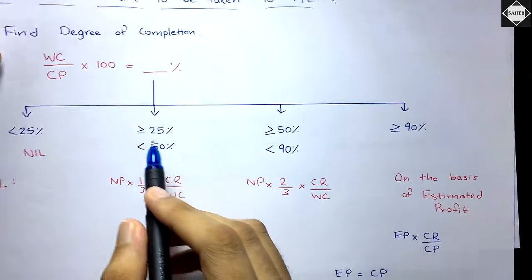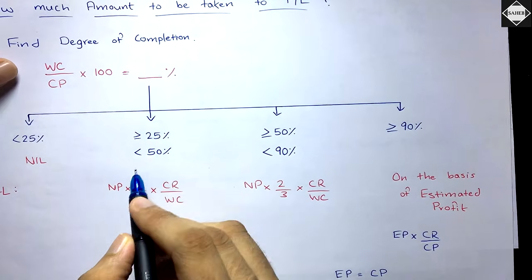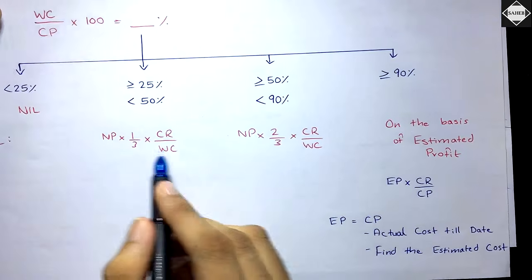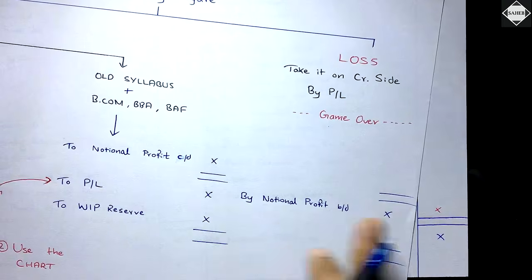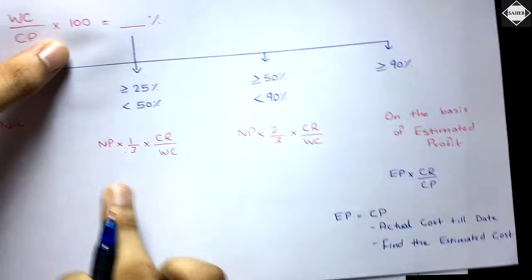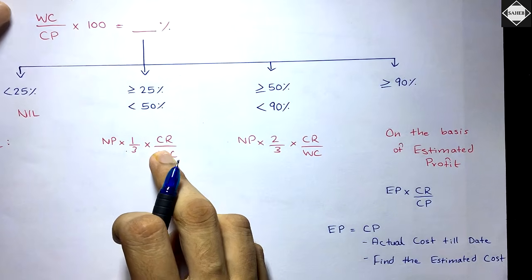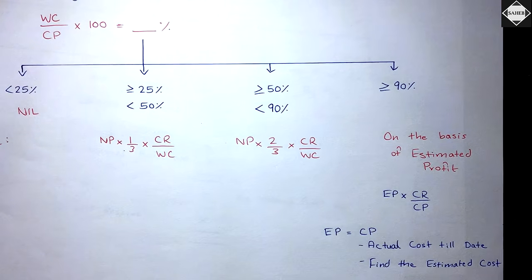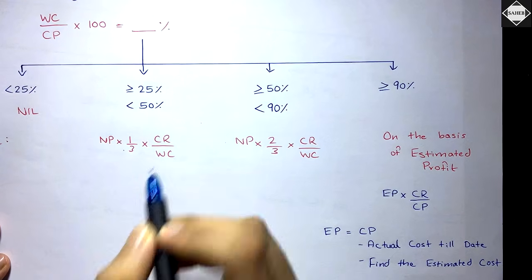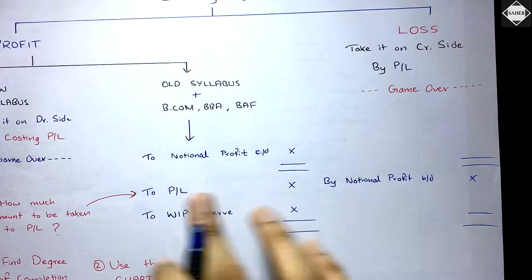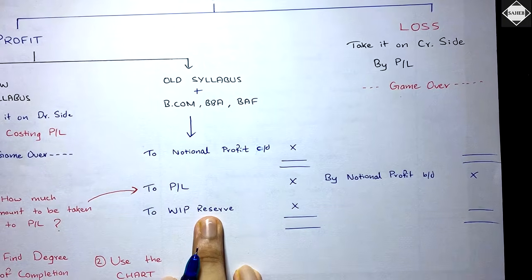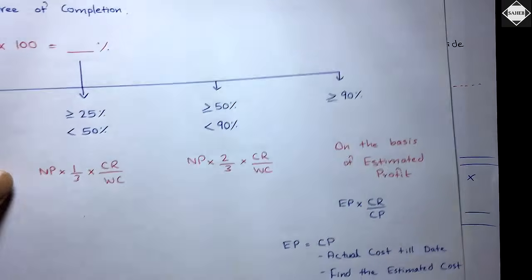Then what? If this percentage is more than or equal to 25% and less than 50%, then you have to use this formula: notional profit into 1/3 into cash received, whatever cash you have received from the contractee, divided by work certified. That amount which you get would go to profit and loss, and the remaining balancing figure would go to WIP reserve. That's what you have to do.